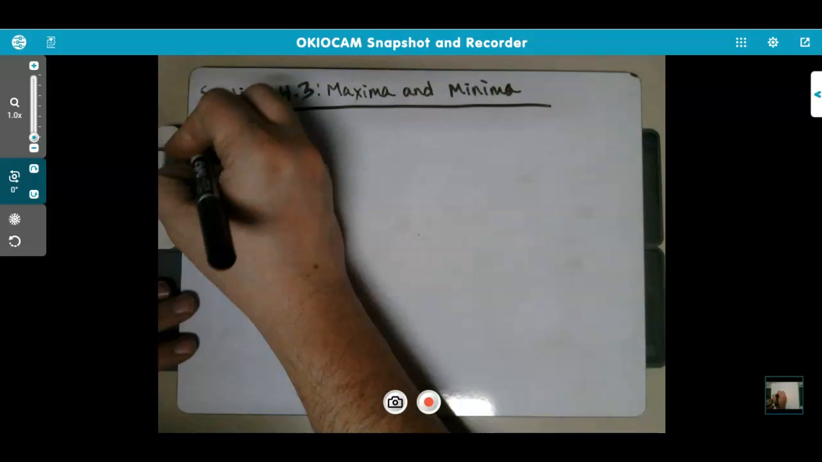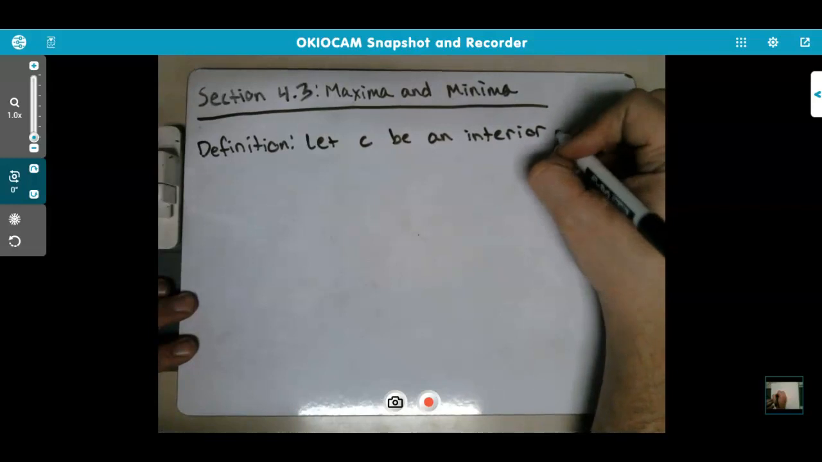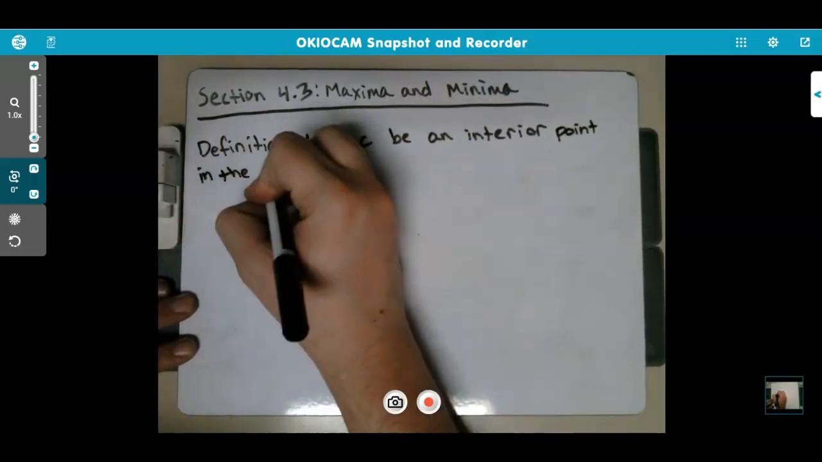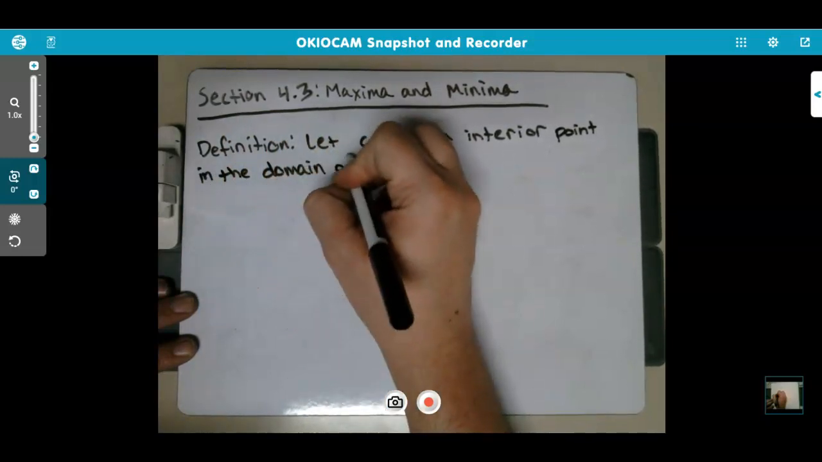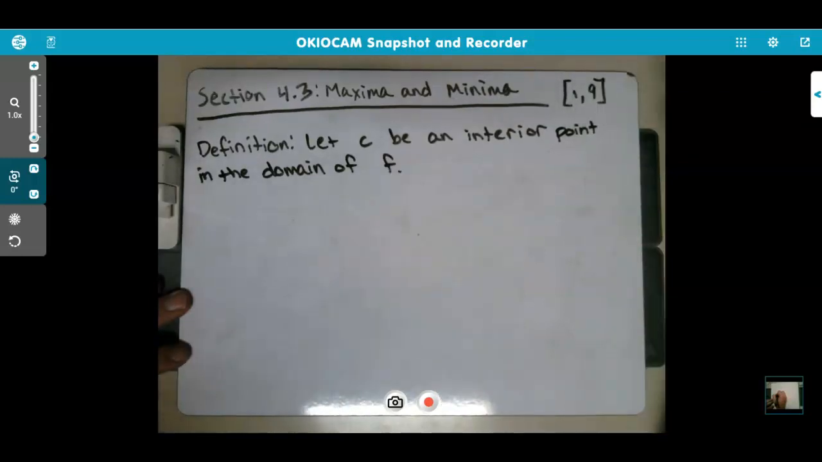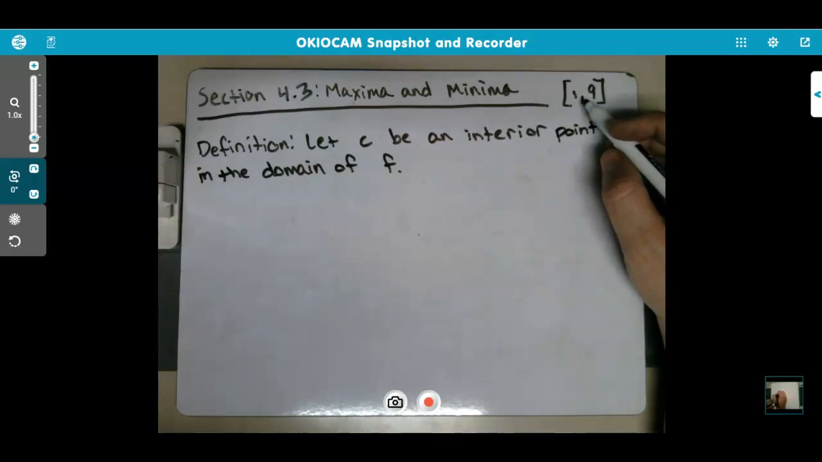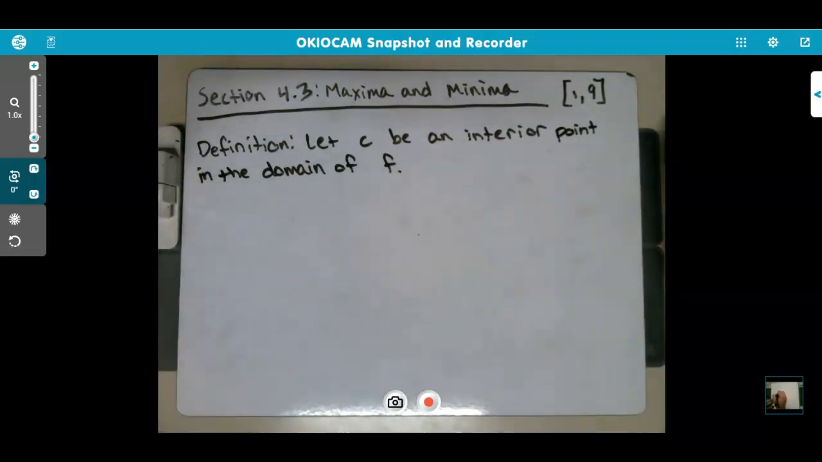Let C be an interior point in the domain of f. So what I mean by that is if, let's say, the domain was like 1 to 9, it just means it can't be 1 or 9, right? It is something between them, okay? So it cannot be 1 or 9. So something like 2, 3, 4, 1/2, that kind of thing. It just can't be 1 or 9.